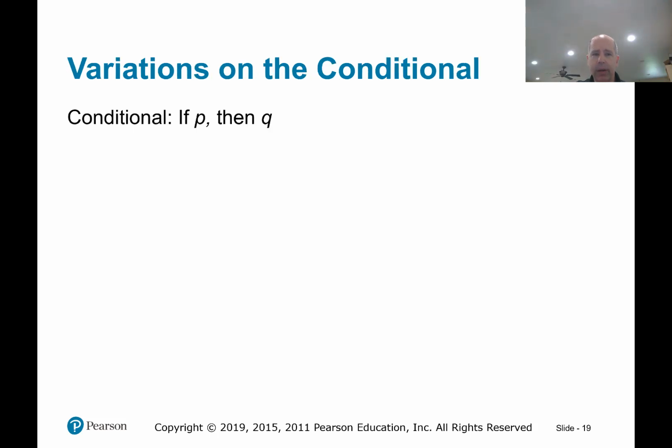So now let's talk about variations of the conditional. Now you're going to have to be responsible for knowing these. There are 3 different variations of writing the conditional. They're different statements that we want to make sure we understand. So let's say we start with a conditional, if P then Q. P and Q can be anything.